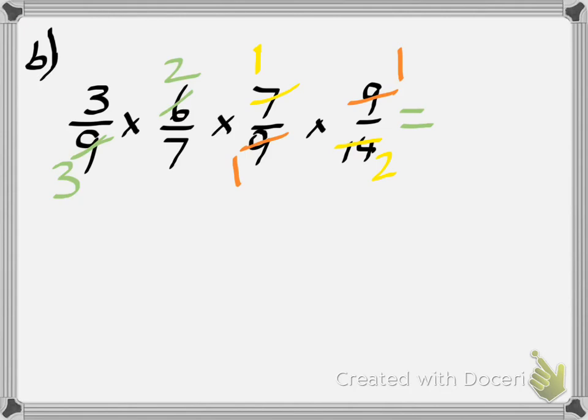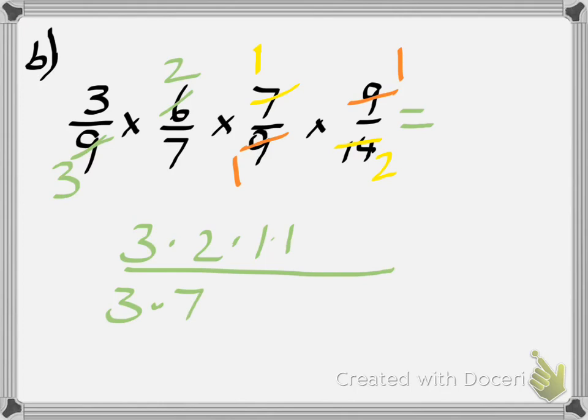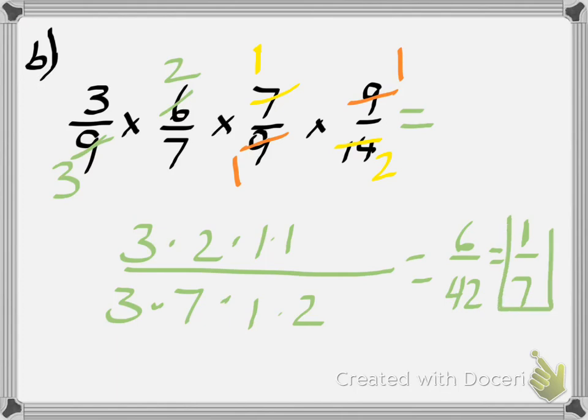but doing the cross cancellation that we have, our numerators are 3 times 2 times 1 times 1, and our denominators are 3 times 7 times 1 times 2. So we can end up here with 6 over, and 3 times 7 is 21, and times 2 is 42, and these are both divisible by 6, so we can get 1 over 7, so 1/7.